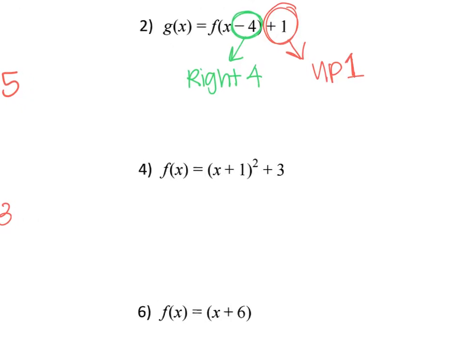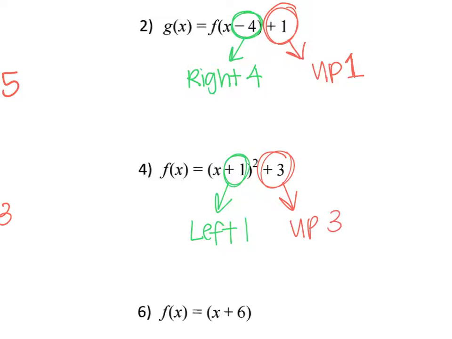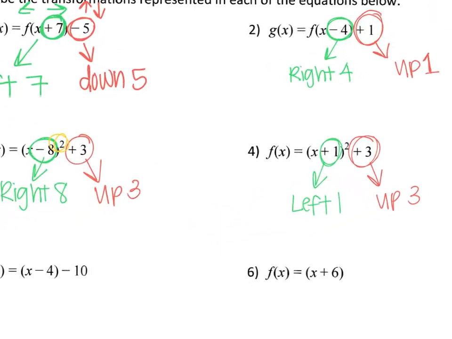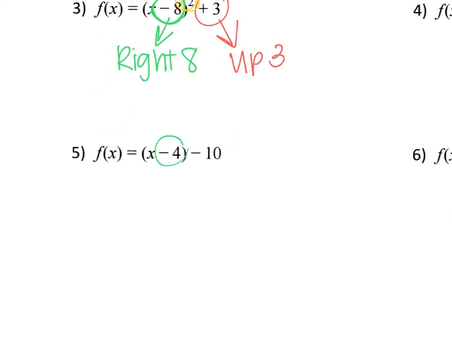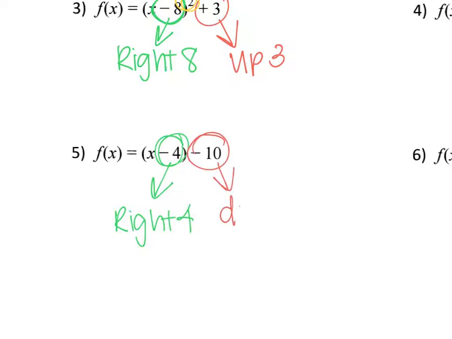Let's look at this one. Plus 1, I do the opposite, so I'm going to the left 1. Plus 3, I go up 3. Not bad, right? Minus 4, I do the opposite. So I'm going to the right 4. Minus 10, I'm going down 10.